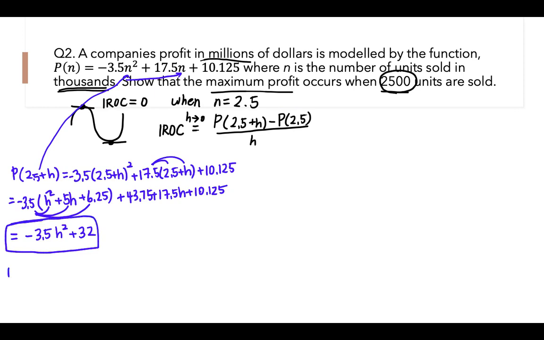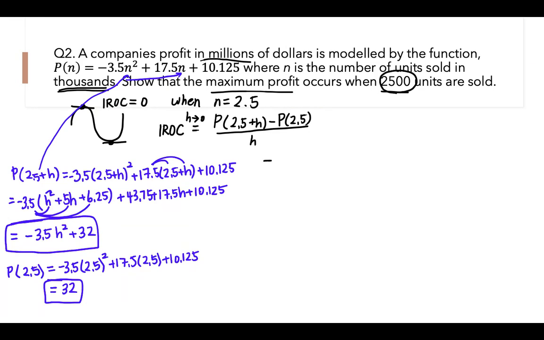We also have to figure out what the profit is when it's at 2.5. So again, I'm plugging 2.5 into all of my n: negative 3.5 times 2.5 squared plus 17.5 times 2.5 plus 10.125. And after you evaluate everything, you should be getting 32. Okay, we can now plug all the outputs into the equation.